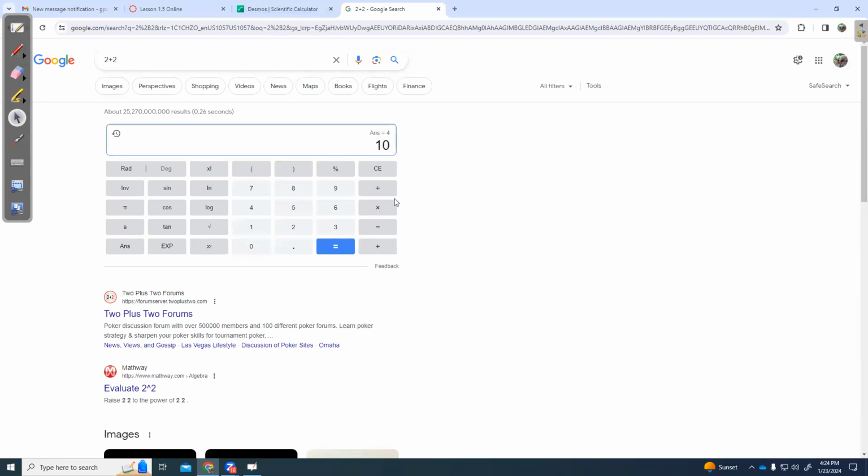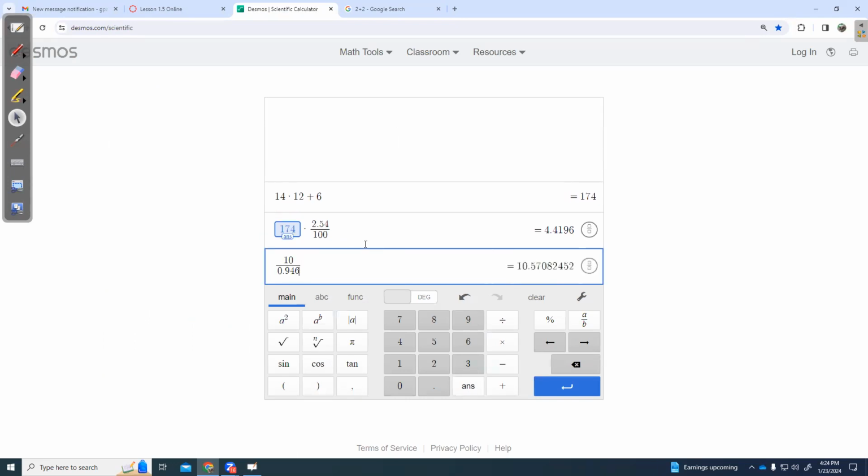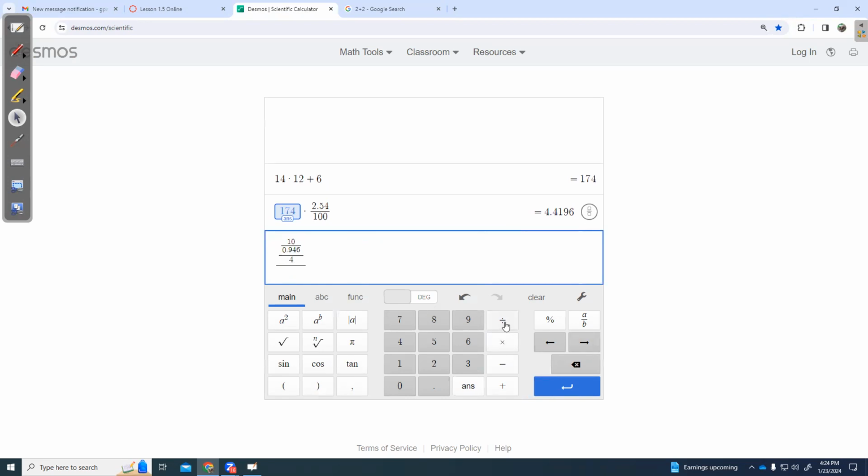So I could start off with my 10, divide that by 0.946, divide that by 4, and divide that by 7.481. And if it's a good day, they'll agree. 0.3532-ish. Okay, they agree. So I did use Desmos right with that division. And again, to make that happen, I had to do my first division, then arrow all the way to the right. Then do my next division, which I'm hitting the slash on the keyboard or that division key. And then arrow all the way out to the right. Use these arrows or the keyboard, and then divide again.